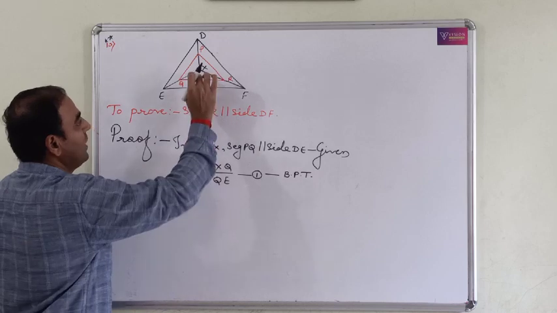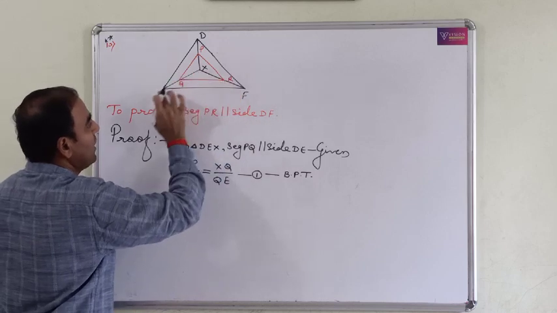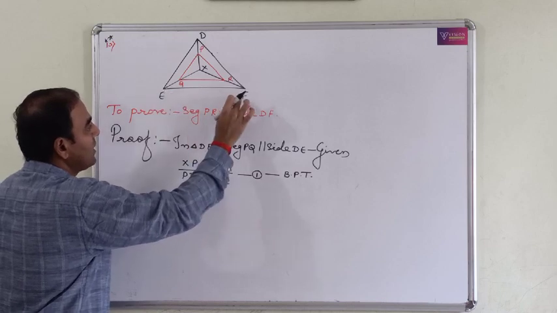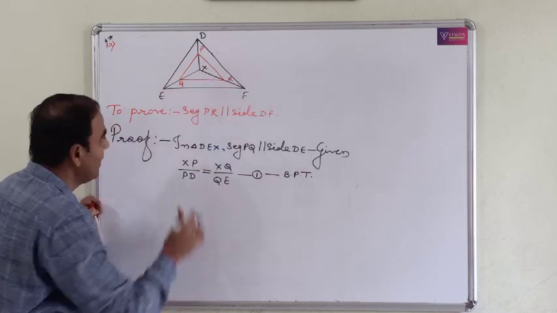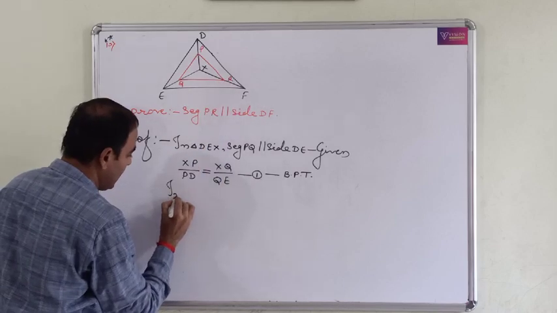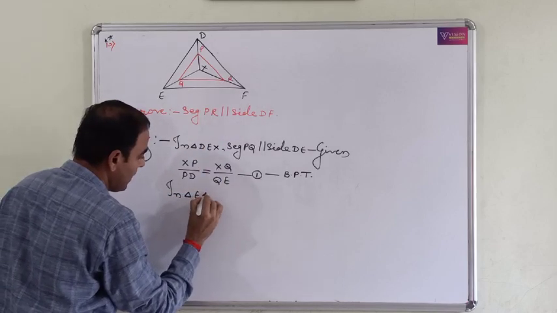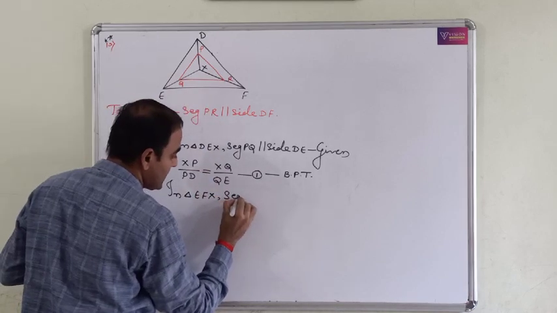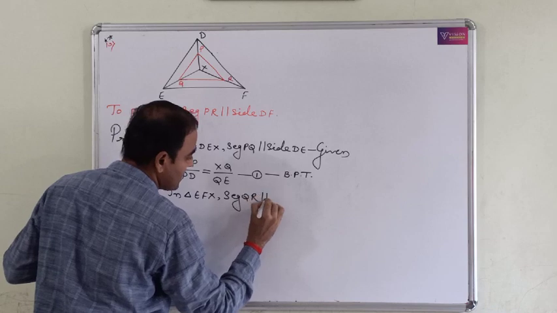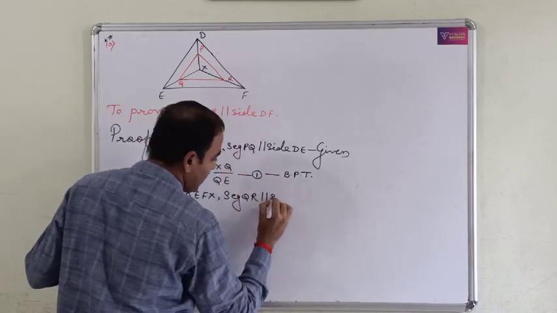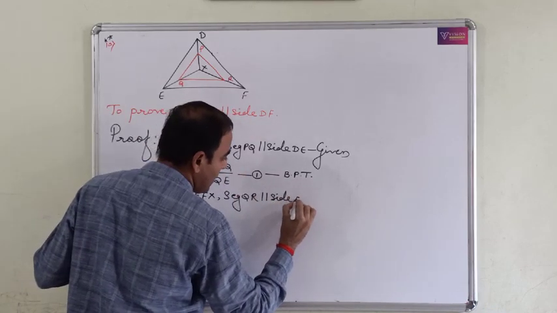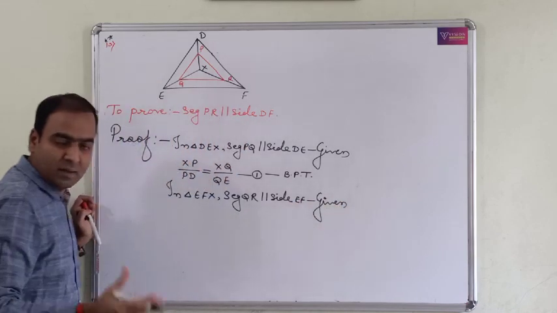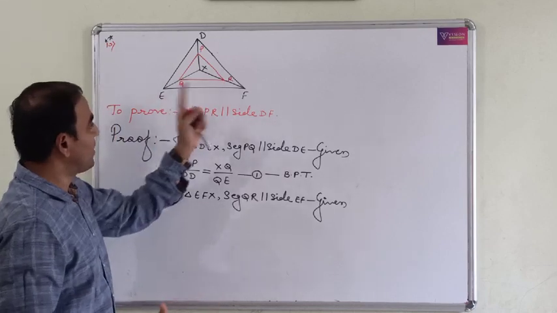BPT. Similarly, QR is parallel to EF. For that, we are taking the triangle EFX. Which triangle? EFX. So in triangle EFX, segment QR is parallel to side EF. The reason is again the same. What is the reason? Given. It is given that QR is parallel to EF.